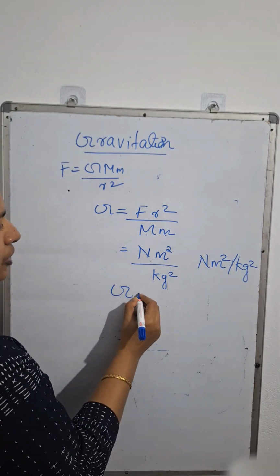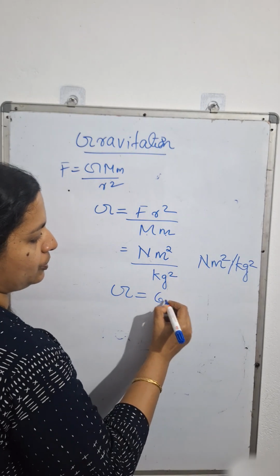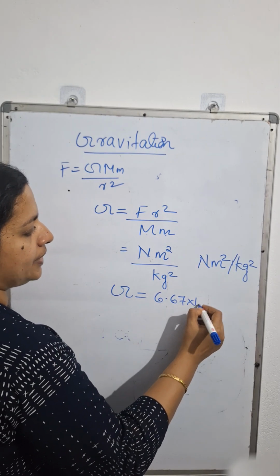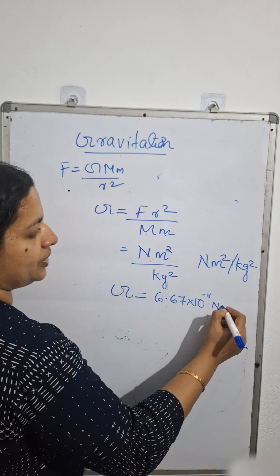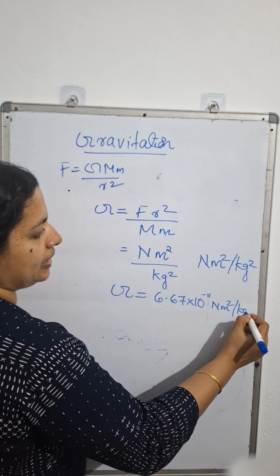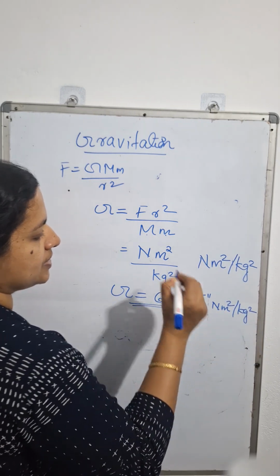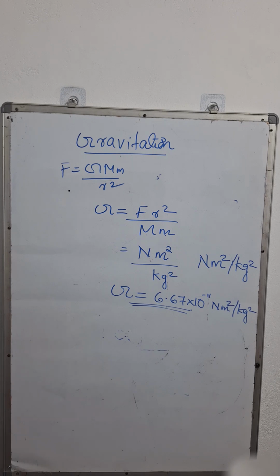And what is its numerical value? G is equal to 6.67 into 10 raised to minus 11 Newton meter square per kilogram square. So this is a constant and you have to learn this value by heart.